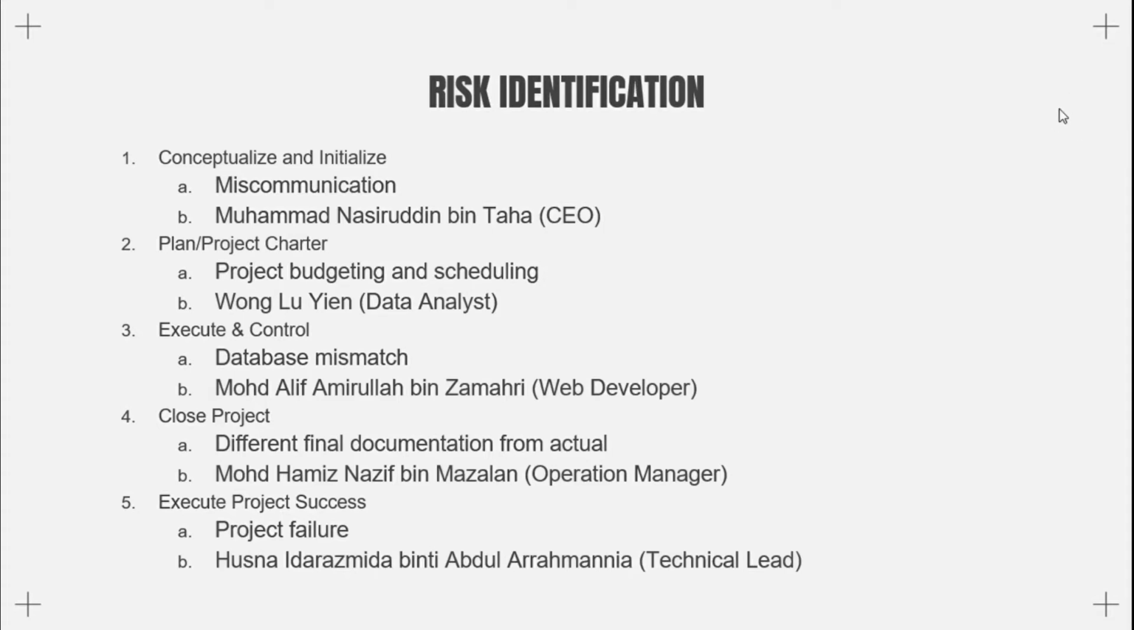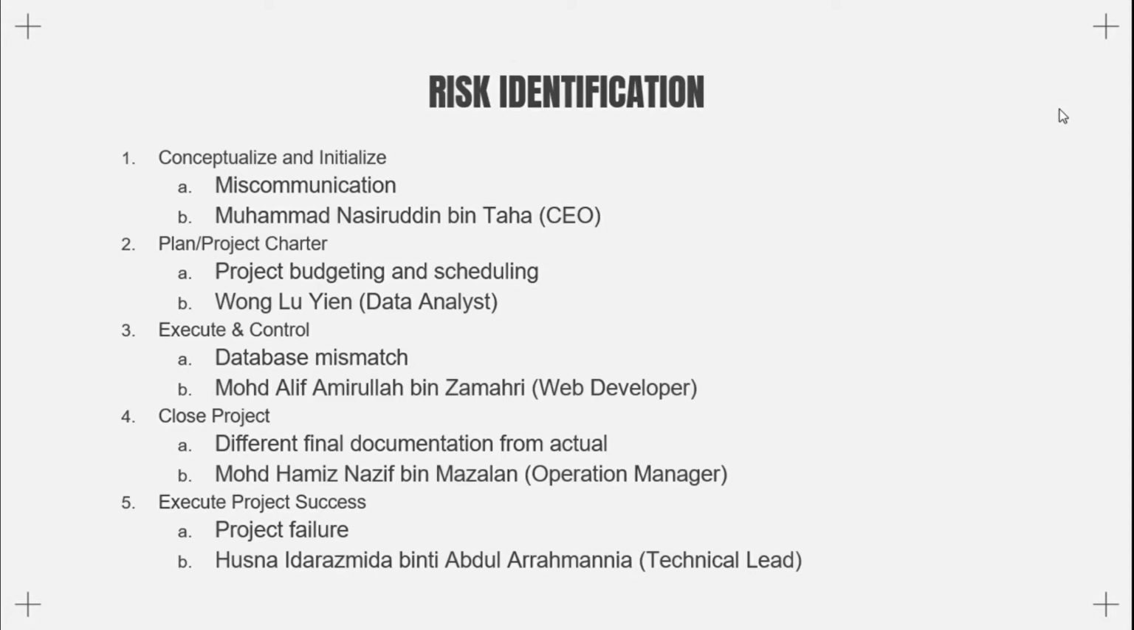The third phase is execute and control, which is handled by our web developer, Muhammad Alif Amirullah bin Zamahri. The risk that could happen in this phase is data mismatch. The database system could mismatch in the process of developing the system whenever changes are made. To solve this risk, he can test the system each time a new system phase is complete.